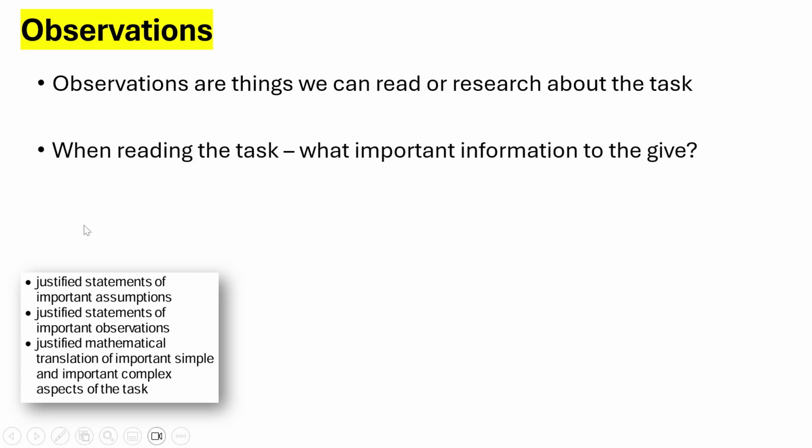Okay. So when you read the task, what important information did they give? If they've asked you to design a garden, did they tell you how big the garden is? Did they say it has to be 10 by 15 meters? That's an observation. I observed that the task told me it had to be 10 by 15 meters. Right? That's an observation, something that you read in the task.